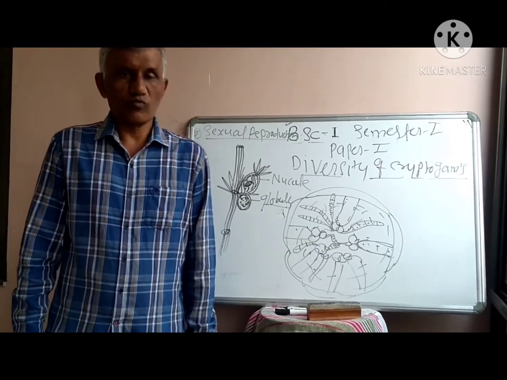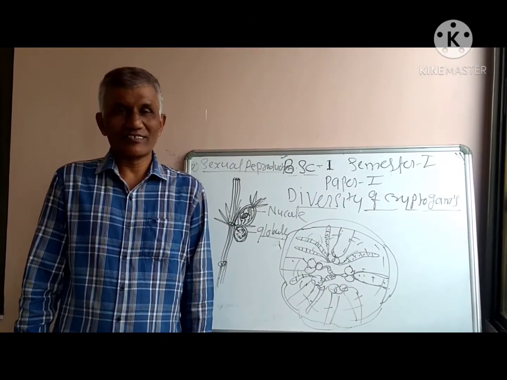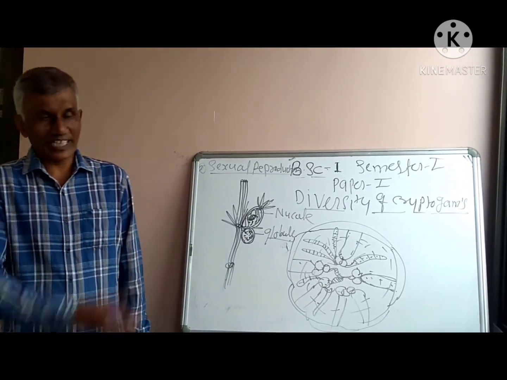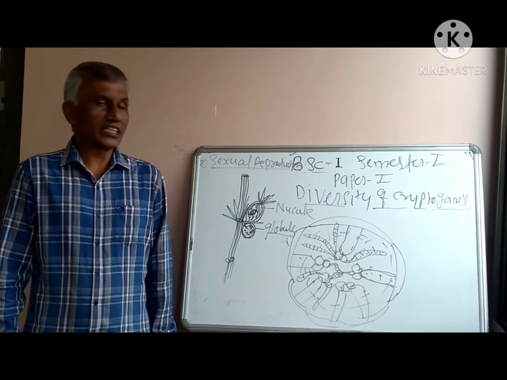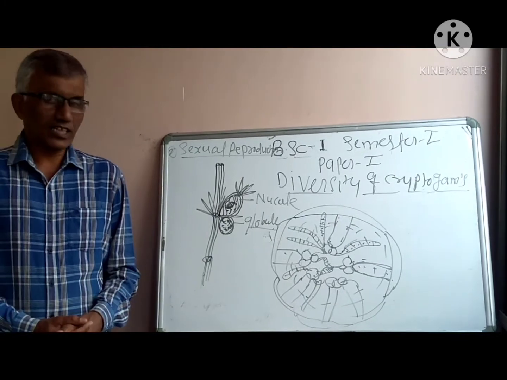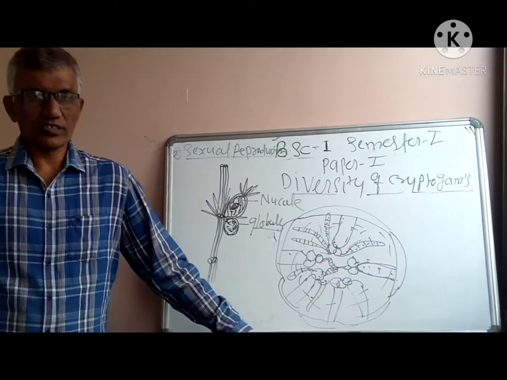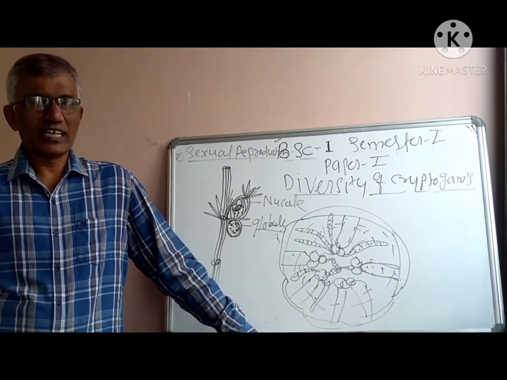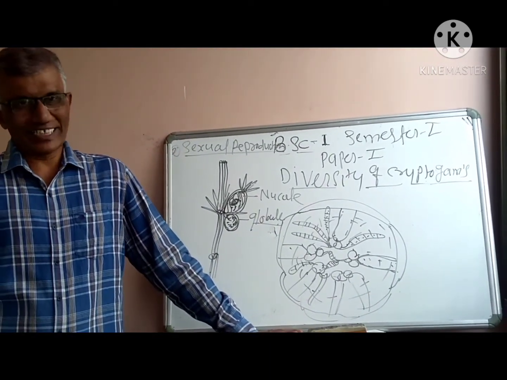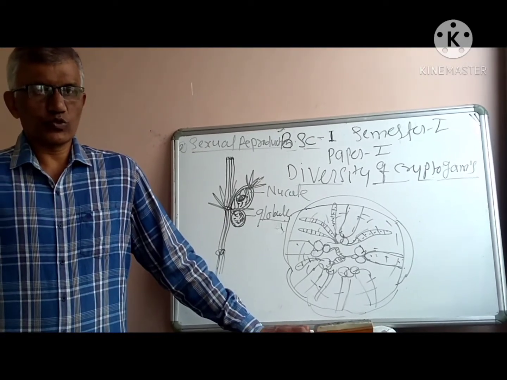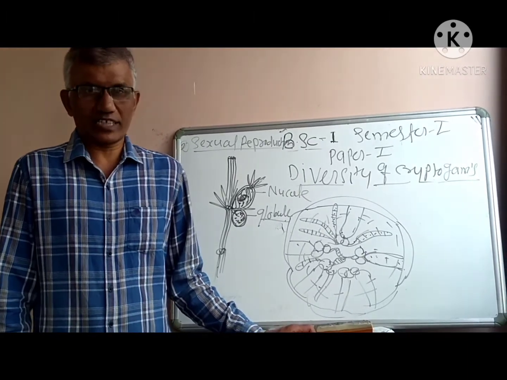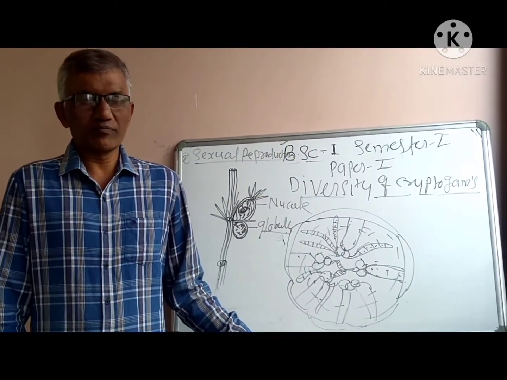So with this we have completed Chara and its life cycle, and in the next class tomorrow we are going to deal with another class, that is Xanthophyceae, also known as yellow algae. For your syllabus you have to study the life cycle of Botrydium. Here also you have to describe the detailed life cycle of that particular example, Botrydium.